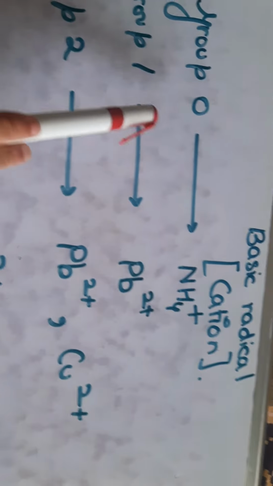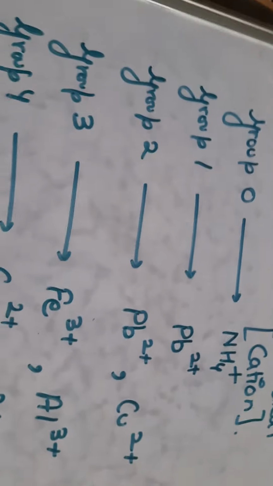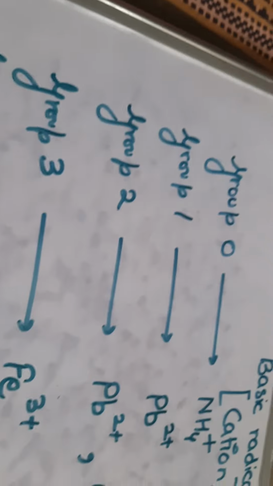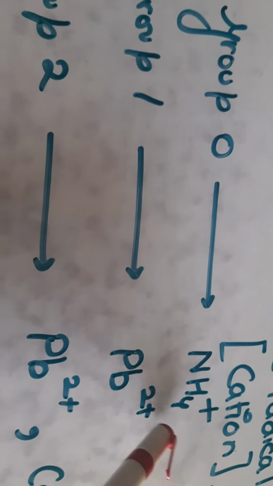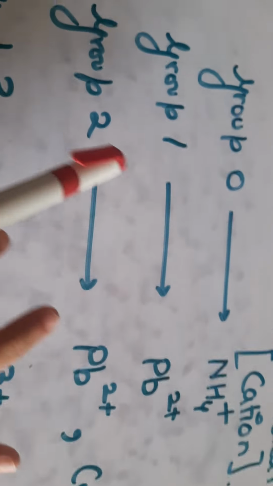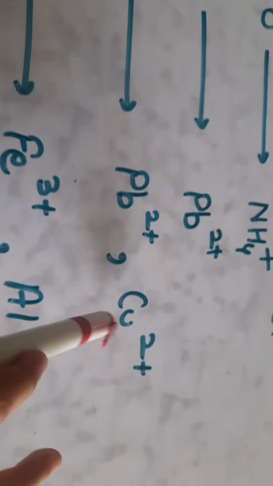The group 0 contains ammonia. Now this ammonia contains the positive charge, of course. It has the positive charge because it's a basic radical. So group 0, ammonia. Then we have the group 1, which contains lead, Pb2+. Then we have the group 2, which contains lead and copper.